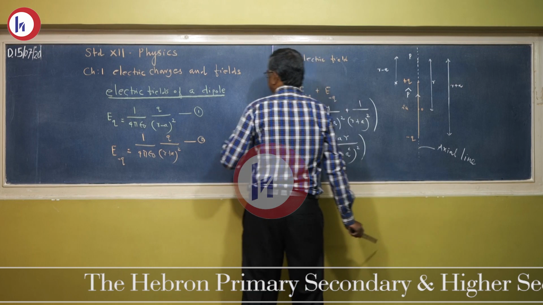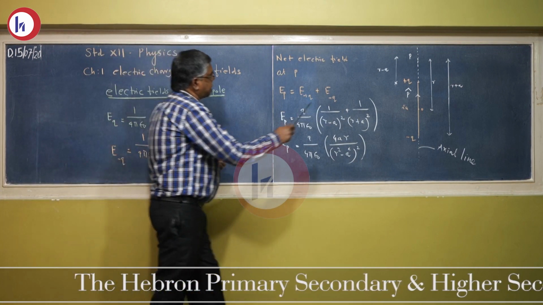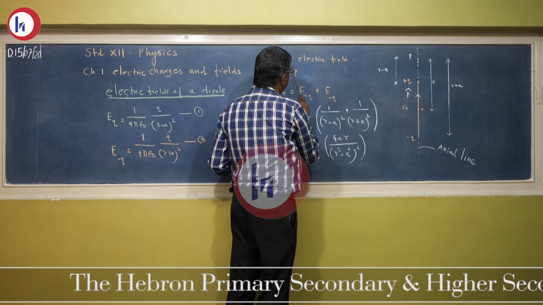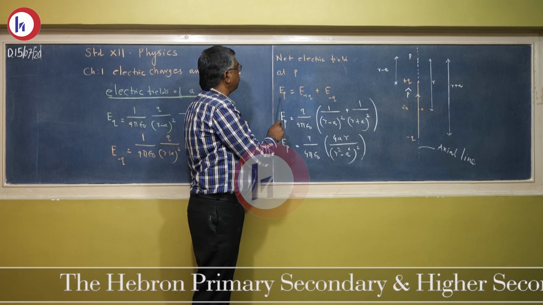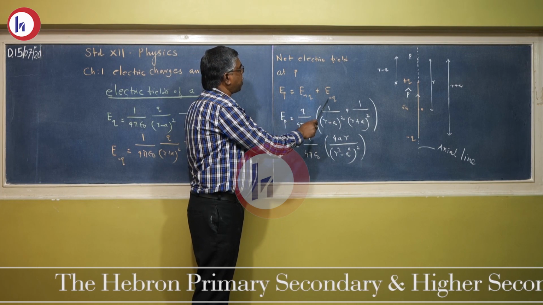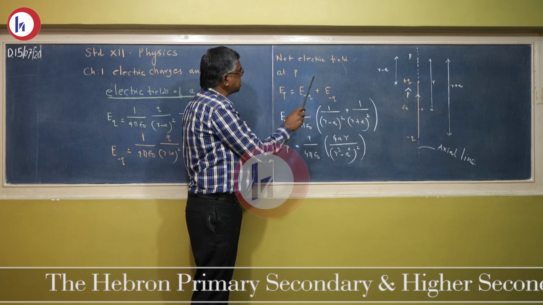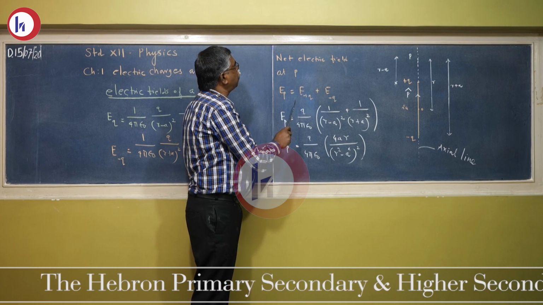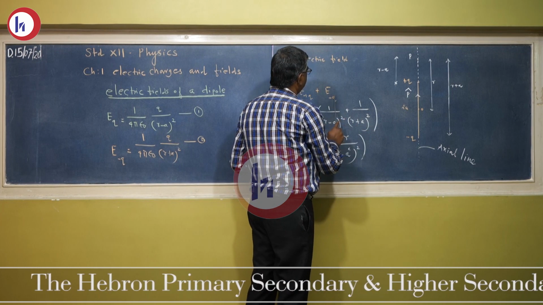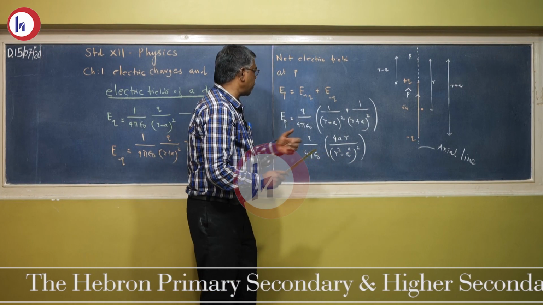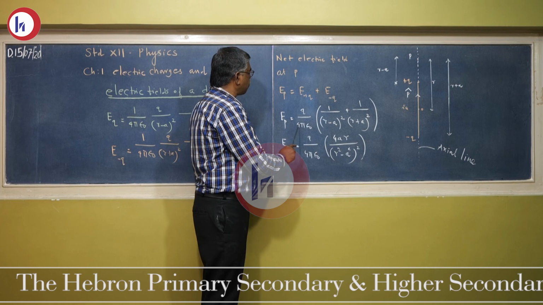Next, net electric field. As both the electric fields act in the same direction, the net electric field at point P can be given as EP equal to E plus q plus E minus q, the sum of both electric fields. So EP equal to q upon 4 pi epsilon 0.